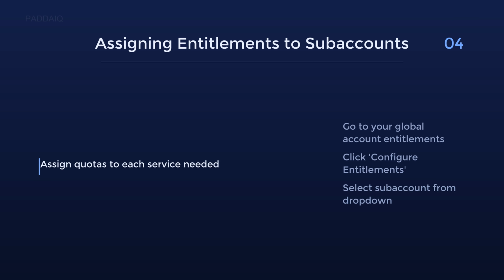Assign quotas to each service needed. This means specifying how much of each BTP service your sub-account can use, like setting limits for cloud resources. For example, if building an app needing 1 GB database storage, assign exactly that quota. Proper quota assignment ensures your applications have the resources they require to run successfully.